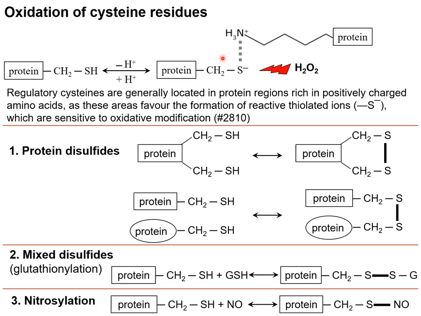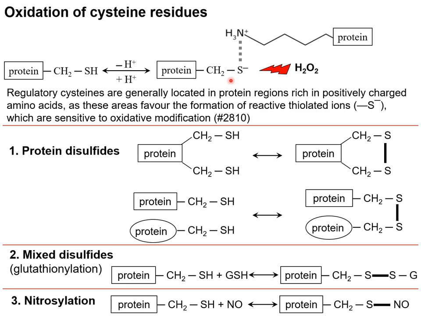If the thiol group is surrounded by positive charges, that tends to lower the pKa for the thiol group. And so what that means is that at physiological pHs, in other words around about 7.2, you're more likely to have the thiol group in the negative form here, in other words making it sensitive to hydrogen peroxide.